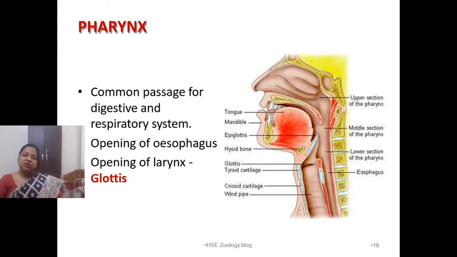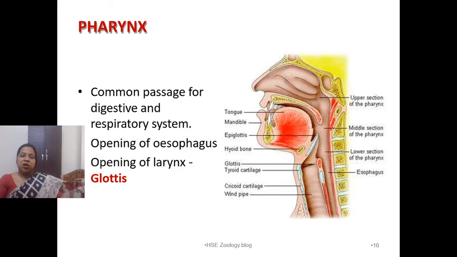ठीक है, तो pharynx has three parts: nasopharynx, oropharynx and laryngopharynx. Nasopharynx is that part of pharynx through which the nostrils open, upper part. ठीक है, जो आप upper section of pharynx देख रहे हैं, that is known as the nasopharynx, right? Then the middle section of pharynx you can see in the diagram, that is known as the oropharynx. It is that part of pharynx where mouth opens into the pharynx, right?